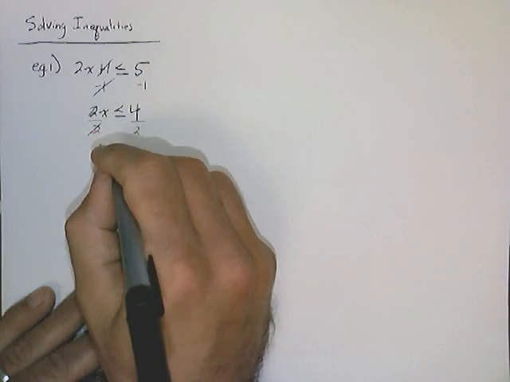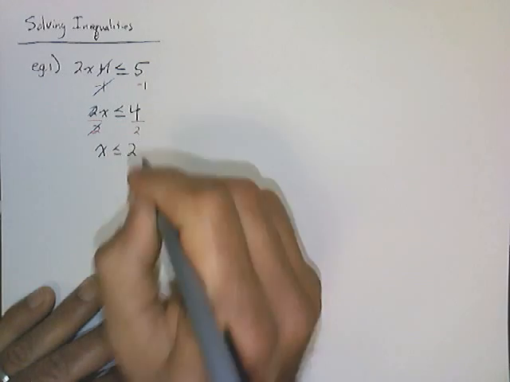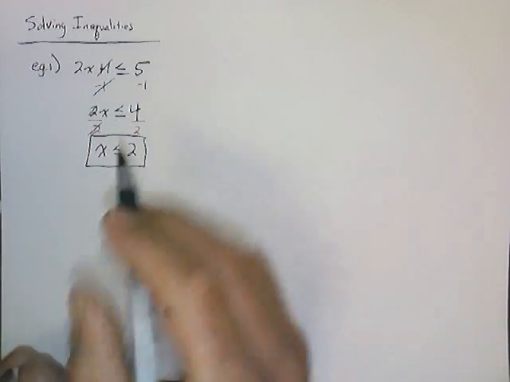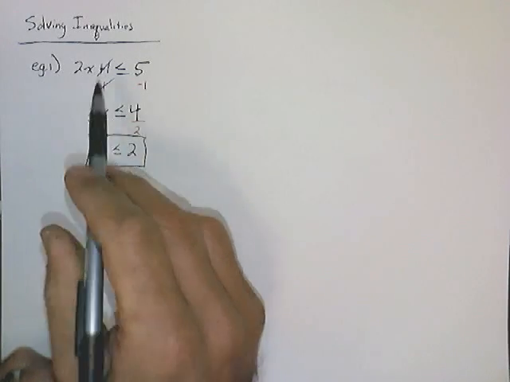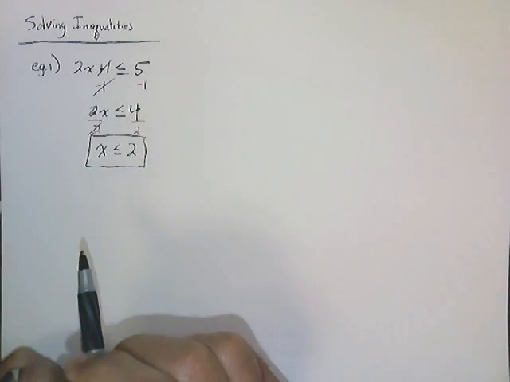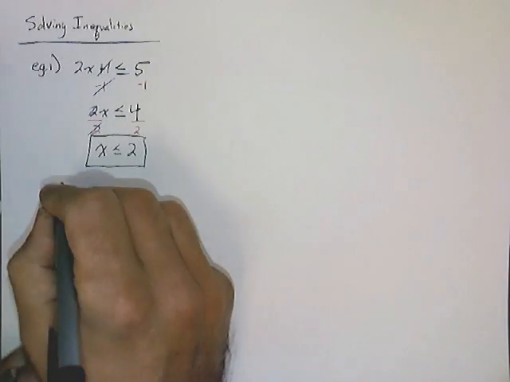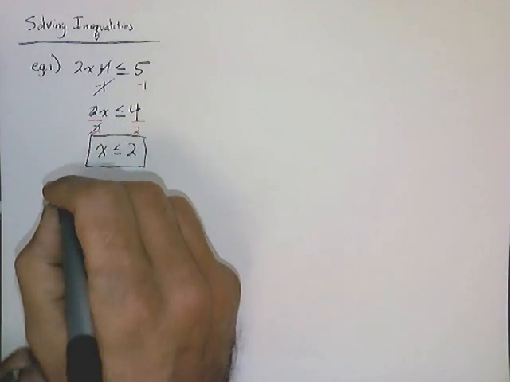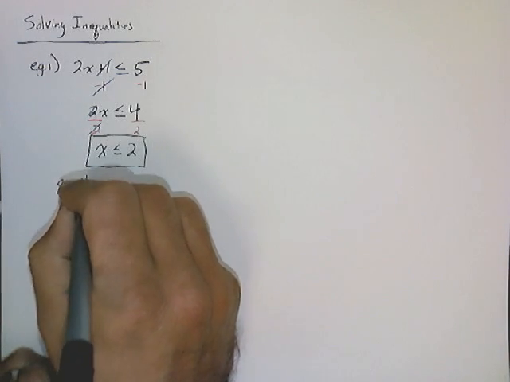And we now have x is less than or equal to 2. So we've just solved the inequality, meaning we've undone what was being done to the variable x. But this is a big set. It's an infinite set, an uncountable set. We want to graph the inequality.